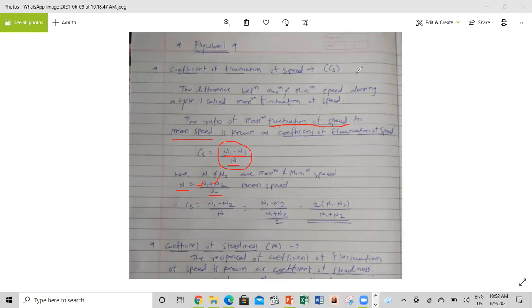Yes, sir. Okay, so this is the formula: N1 minus N2 divided by N, where N is the mean speed, and the formula for mean speed is N1 plus N2 divided by 2. So put this formula here and replace N by N1 plus N2 divided by 2. This 2 goes to the numerator. So 2 into bracket N1 minus N2 divided by N1 plus N2. This is the final formula for the coefficient of fluctuation of speed.